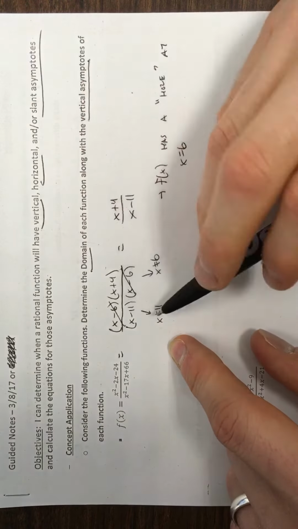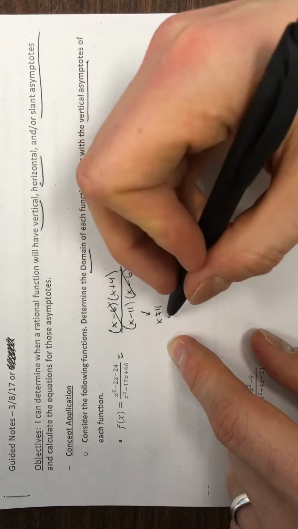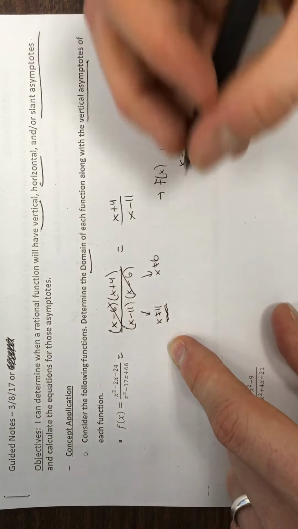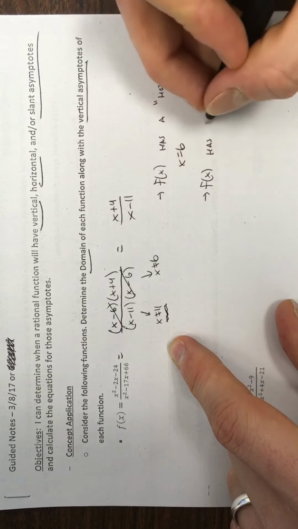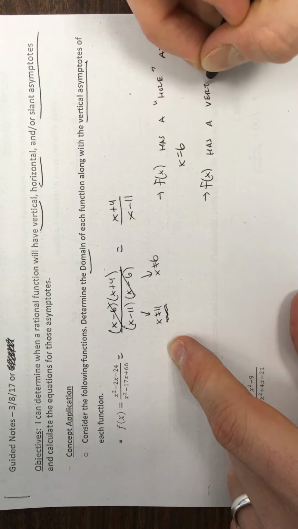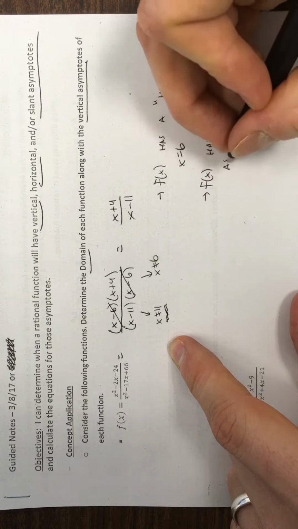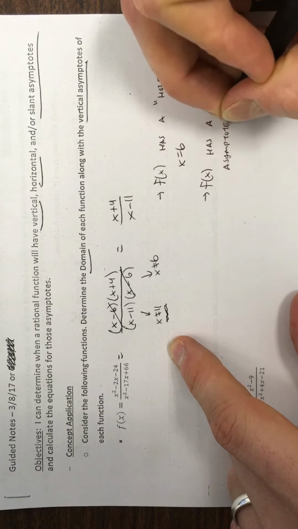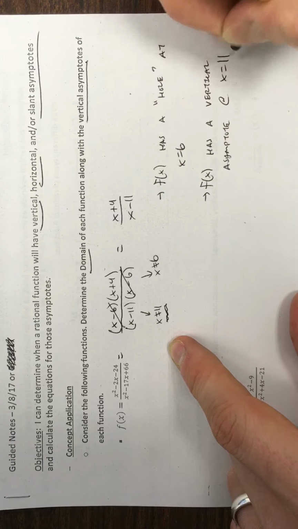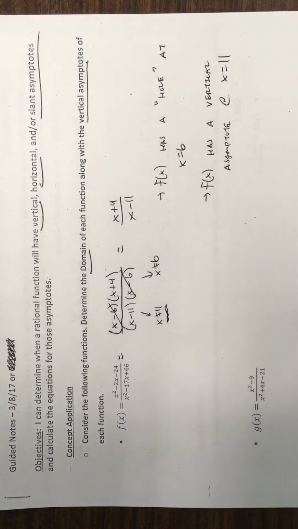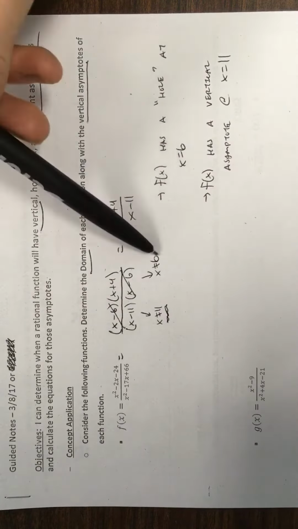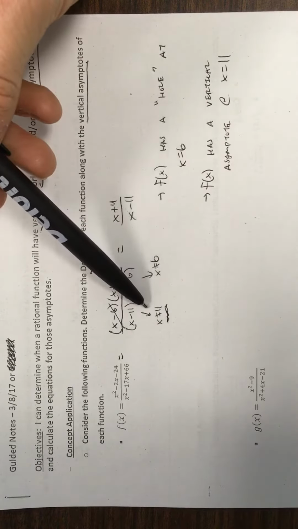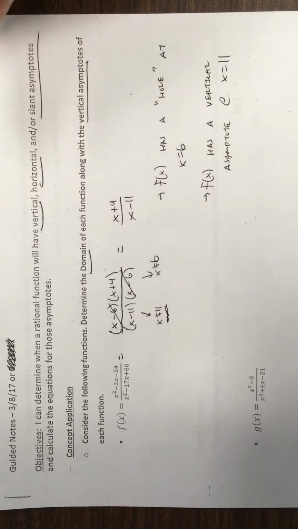Now, because the x minus 11 did not cancel, this stayed. The x cannot equal 11 stayed. And so what we say is f of x has a vertical asymptote at x equals 11. So if the things cancel, the function ends up having a hole at that value. If it stays, then the function will have a vertical asymptote here.